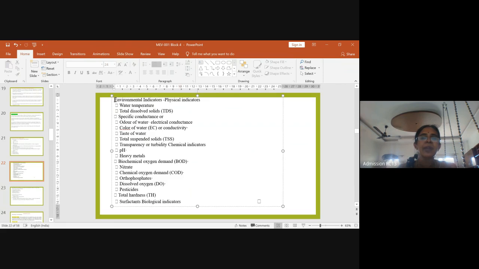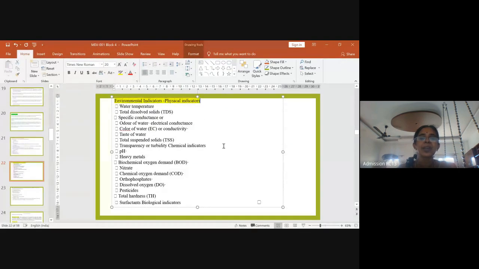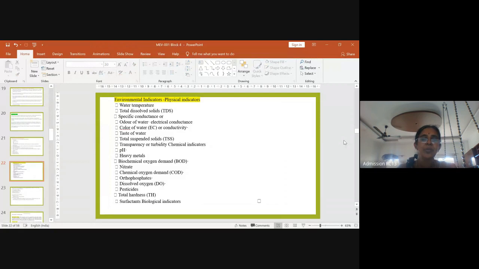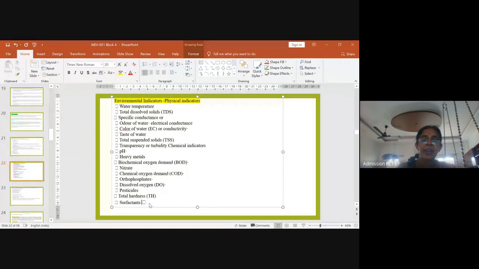So next one is environmental indicators. Again, you have the temperature of the water, TDS, total dissolved solids, specific conductance, odor of water, color of water, taste of water, total suspended solids, transparency, pH, heavy metals. So, biochemical oxygen demand, nitrate. It includes both physical and chemical indicators. Nitrate, COD, orthophosphates, dissolved oxygen, pesticides, hardness, surfactants, etc. So all these are environmental indicators.